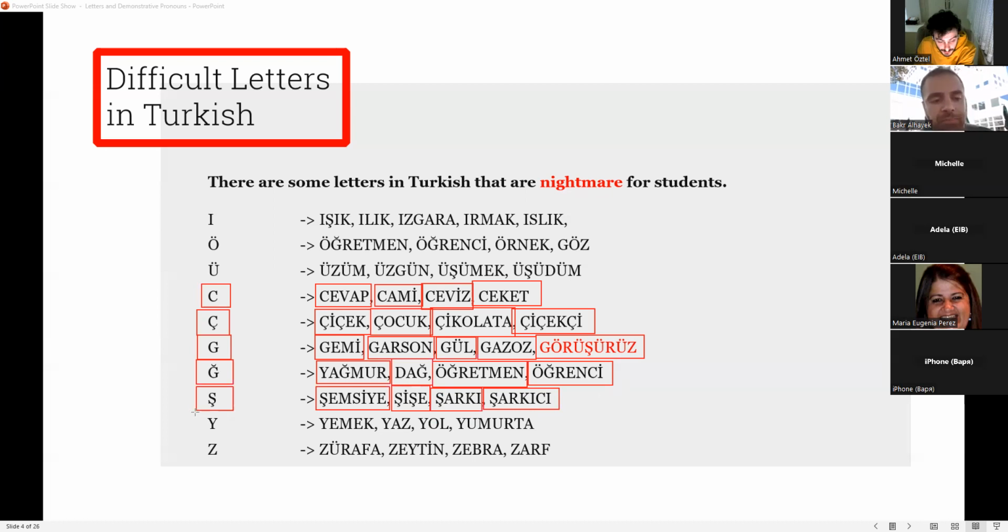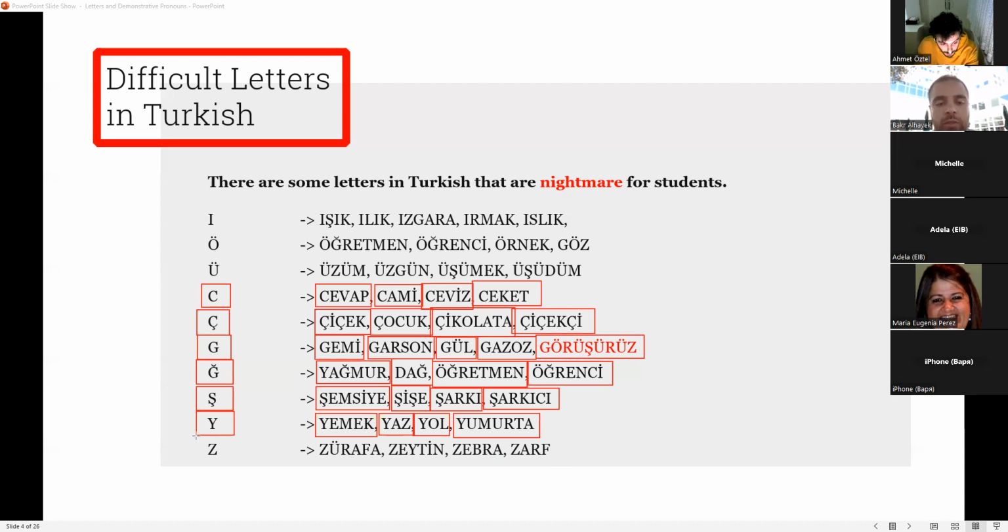And then there is another letter that I think can be problematic for most of the students, and we pronounce this letter as ye, just like in the word yes. Because in some other languages, this has kind of a vowel function. In Turkish, we always consider it as a consonant, and it always has a sound. So I have the words yemek, yaz, yol, yumurta.